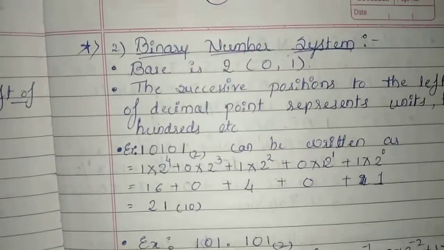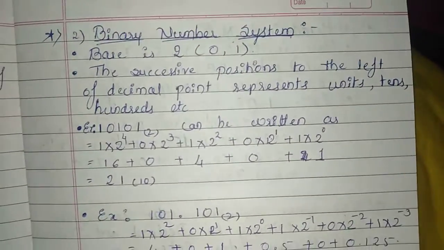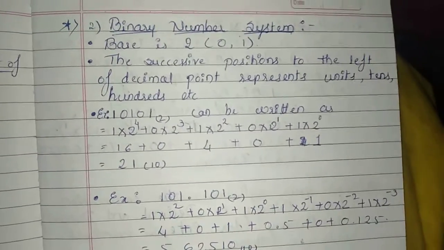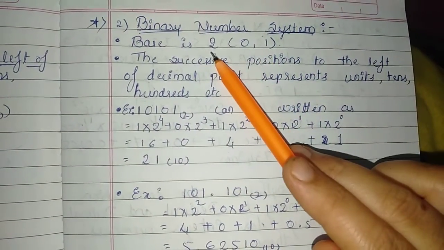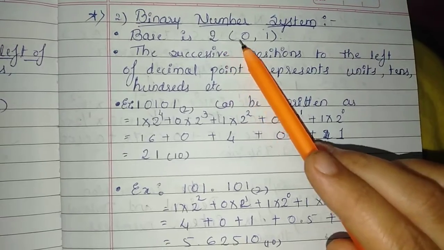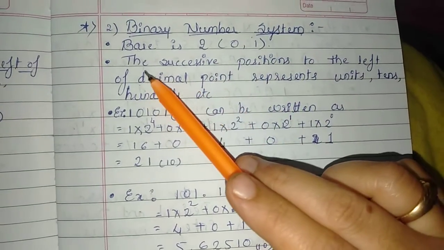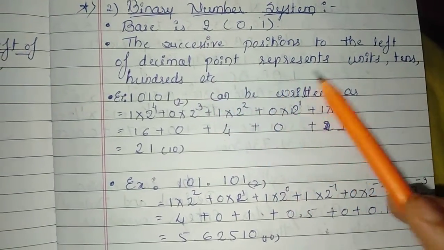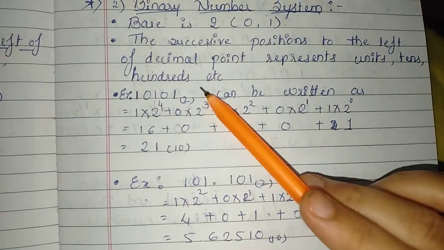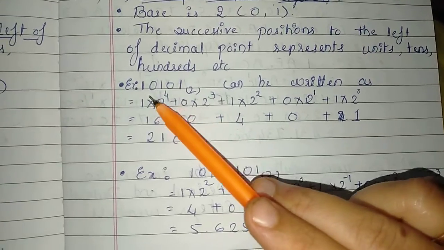Now we'll move to the binary number system. In the binary number system, the base value is 2. Why 2? There are only two numbers, 0 and 1. The successive positions to the left side of the point represent units, twos, fours, and so on. We'll take an example.